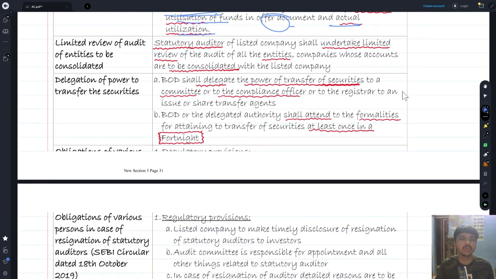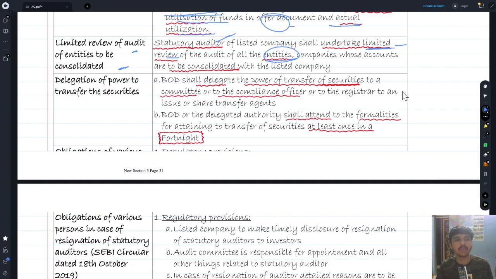details. Limited review of audit of entities to be consolidated. Now what is happening? The statutory auditor is going to audit only the listed entity. For the subsidiaries that are going to get consolidated into it, some other auditor will be appointed. But what SEBI LODR states is that the statutory auditor takes a limited review of the entities whose financial statements are going to get consolidated with the main listed entity. That's extra work that the statutory auditor of a listed company has to do. He has to undertake a limited review, not a complete audit, just a limited review.